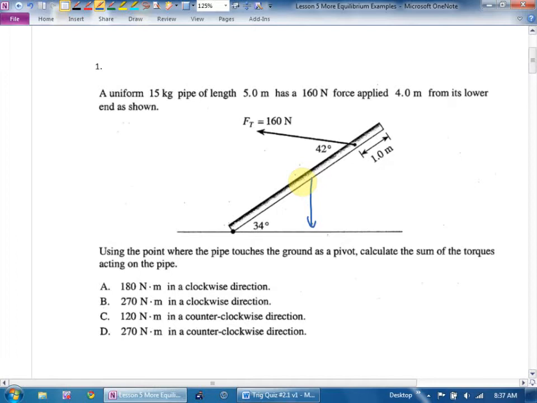There's going to be the center of mass right here. And yeah, looking at my answers, I'm sure there's an unbalanced torque because they're saying what is the sum of the torques and it's not zero. Mg. And then we have tension.